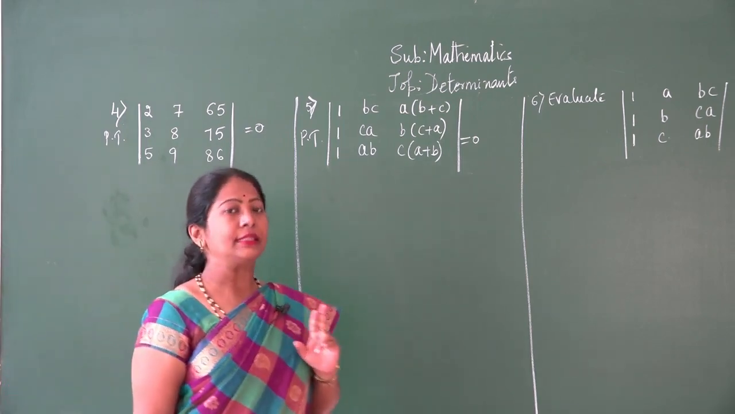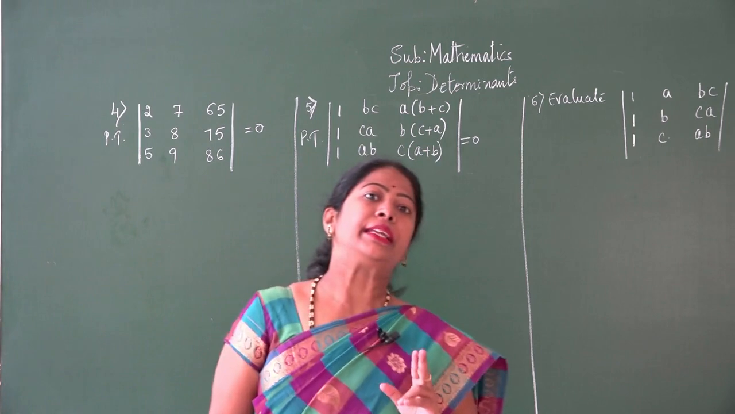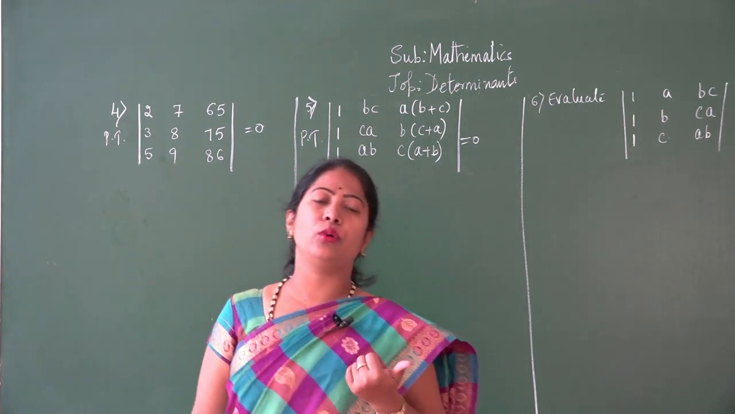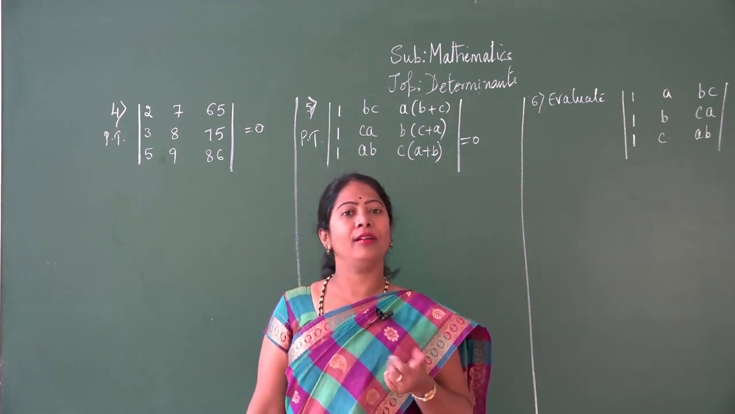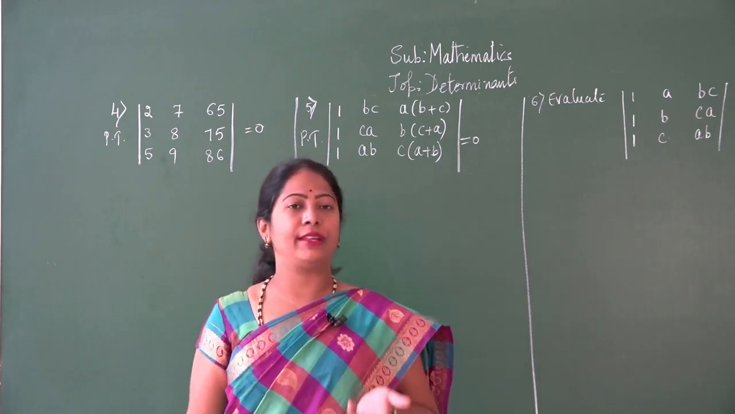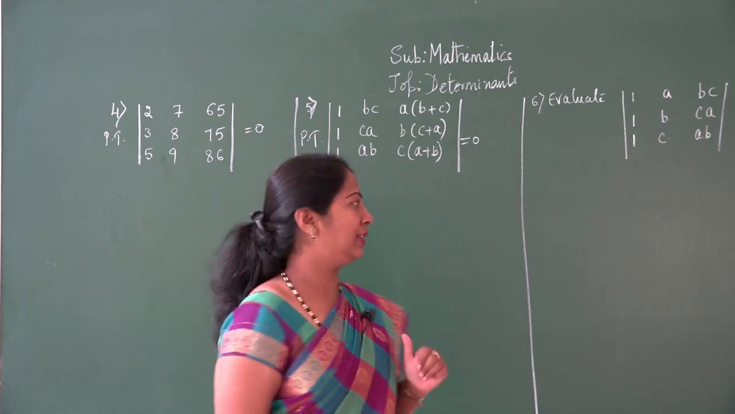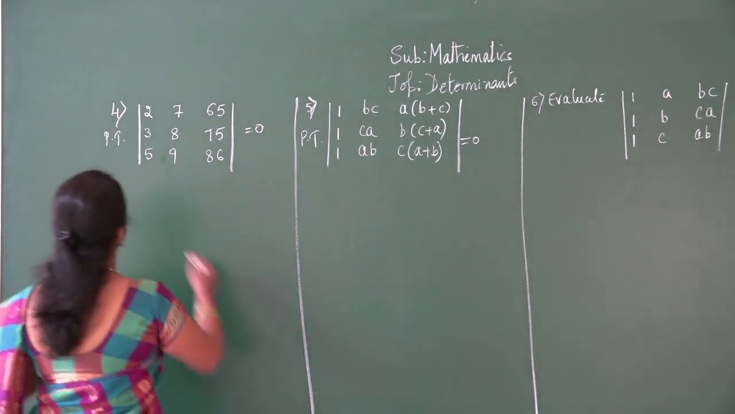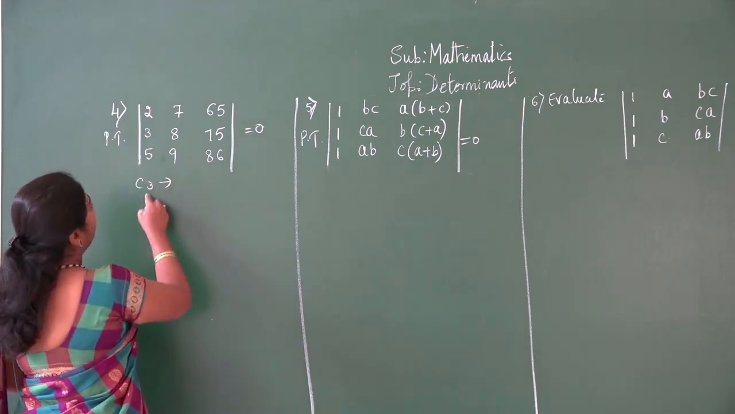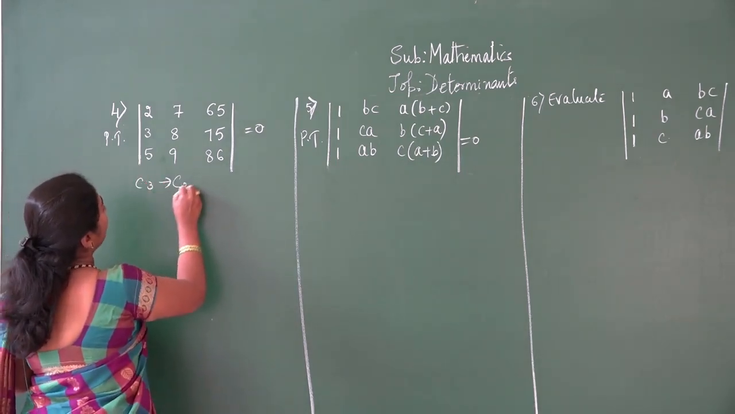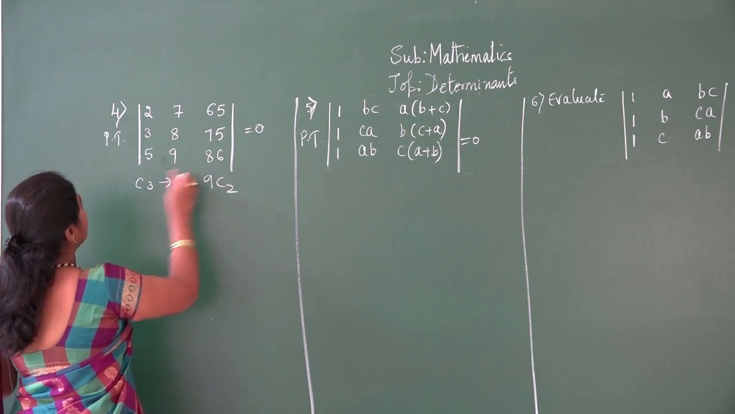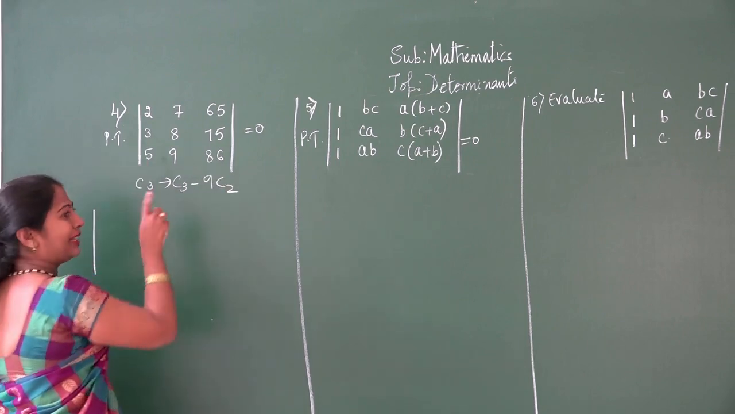Which two properties satisfy the value of the determinant equal to 0? Either two rows or two columns must be identical, or all the elements of any row or any column must be identical. So here, if I consider C3, my immediate operation is also C3: C3 minus 9C2. So my column 1 remains the same.